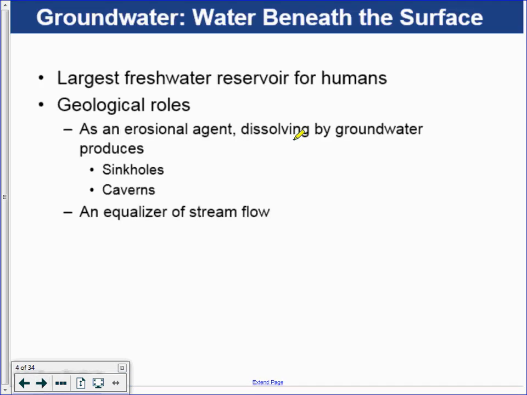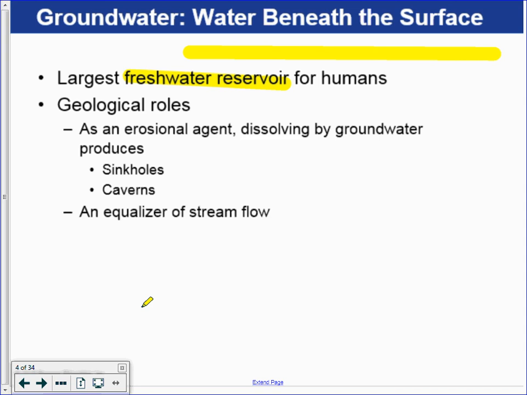So here we go. First thing, groundwater, if you didn't know, is water that is beneath the surface. As a kid, it kind of blew my mind that there was this massive amount of water beneath our feet in the ground. It's actually the largest freshwater reservoir for humans, so that's a big deal. It's our biggest collection of fresh water. Obviously, oceans are salt water.